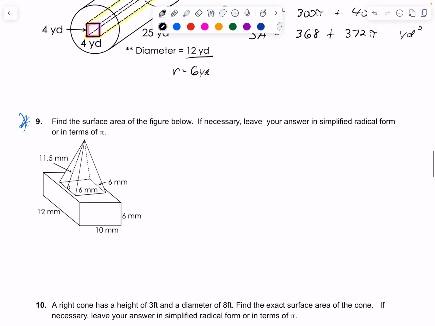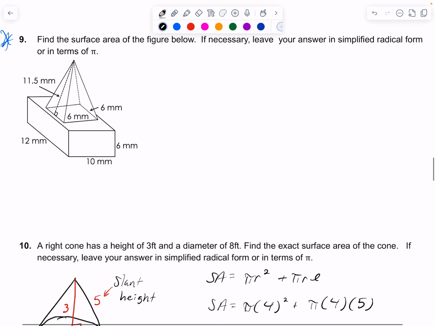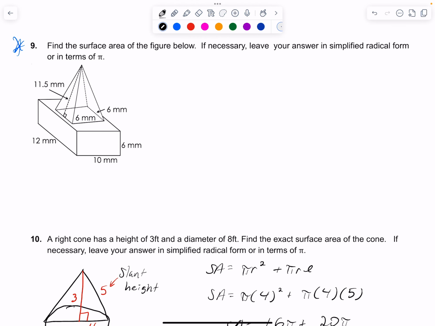Okay, last one, number 9. Okay, so looking at this figure, we've got a prism, and then we have a pyramid on top of it. So my thought here to find the surface area for this figure was, what if we found the surface area for the prism, like kind of the bottom part of the figure. And then we're going to add the lateral area for the pyramid, right? Because I don't want to include that base of that one.